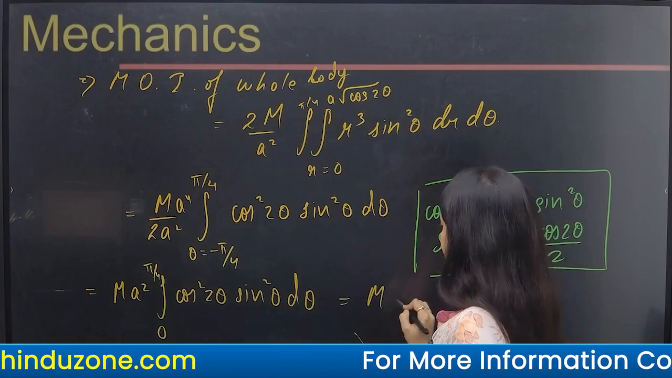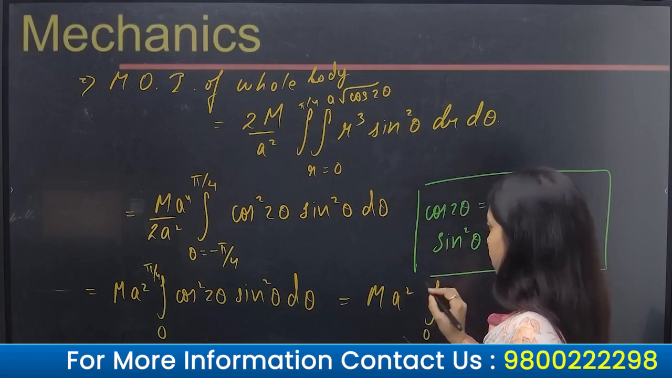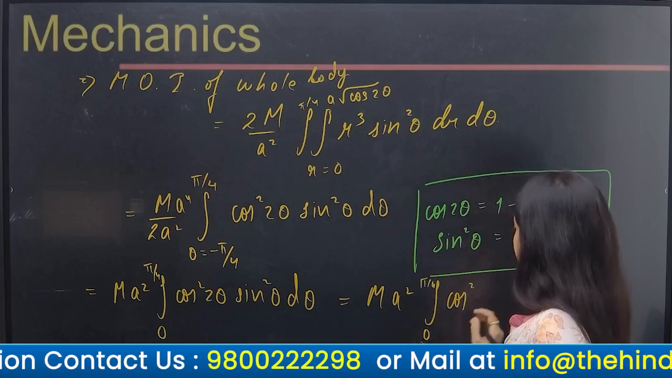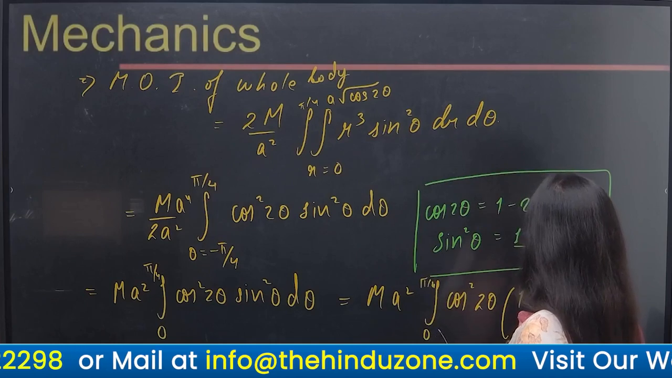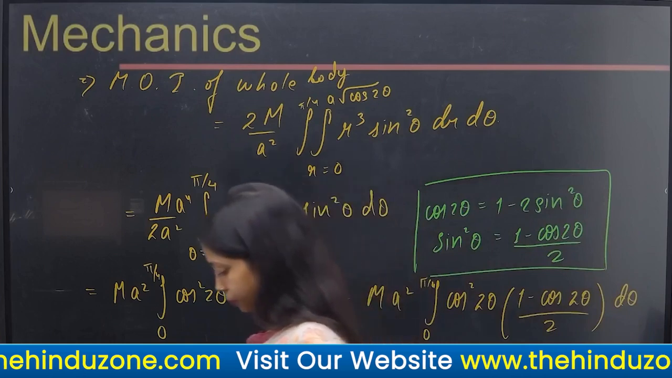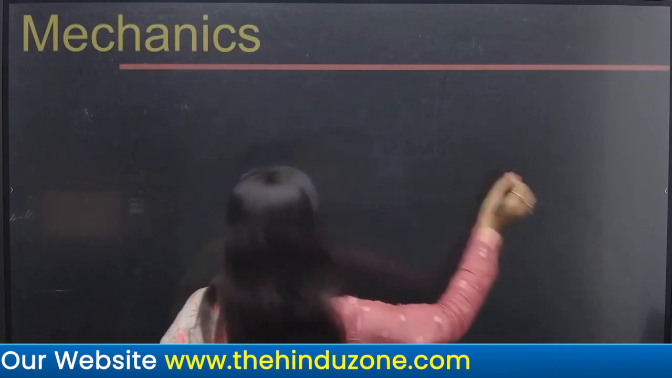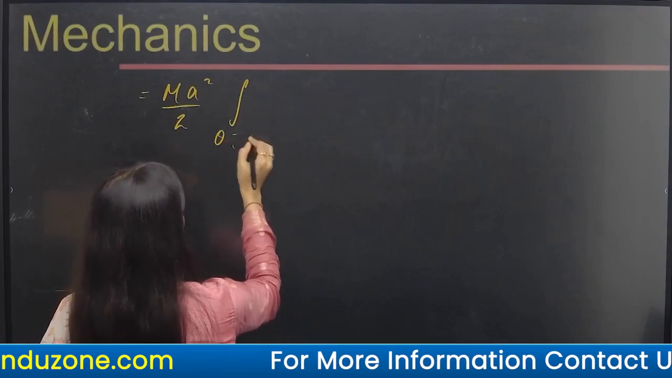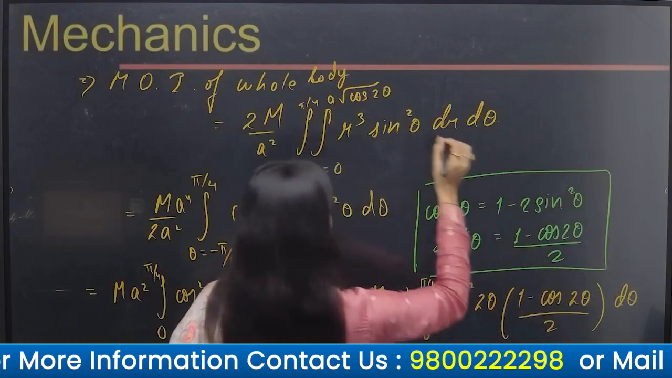This is ma squared, integral from 0 to pi by 4. It is cos square 2 theta, and sine square theta is (1 minus cos 2 theta) divided by 2, d theta. Check it. Now, ma square by 2 theta is equal to integral from 0 to pi by 4.